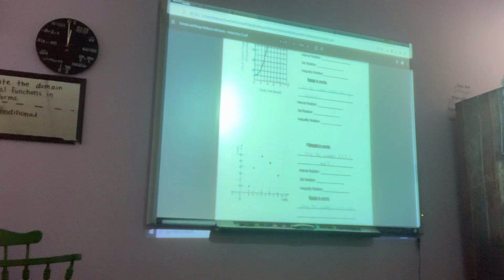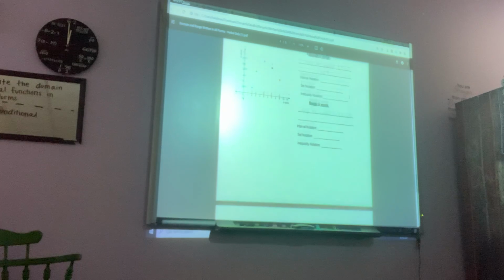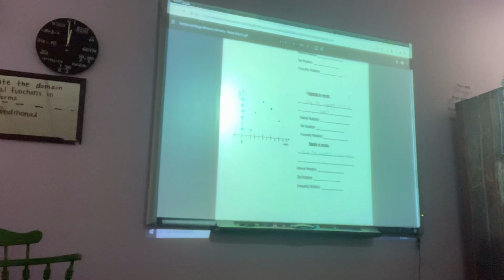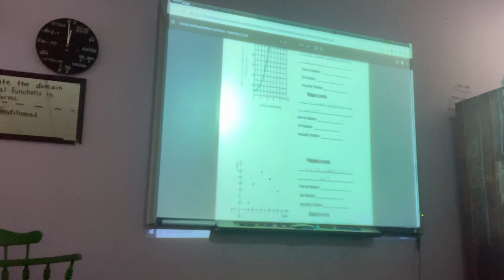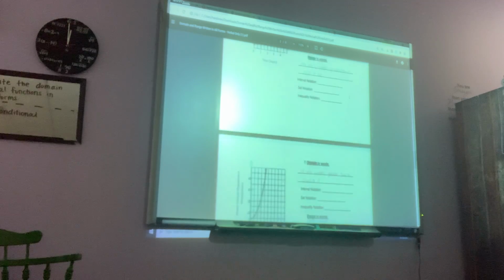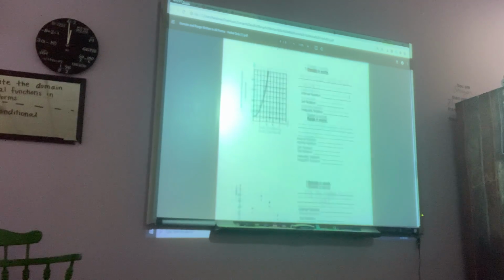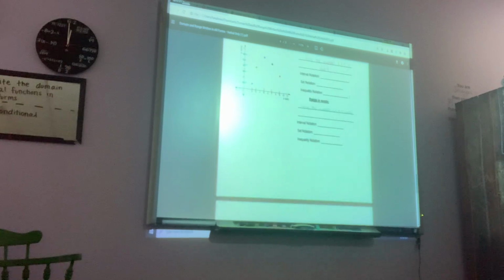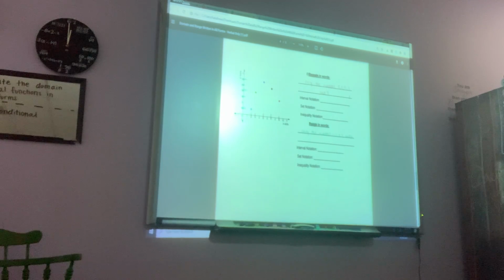Okay, here's the next thing I need to tell you. Graphs 8 and 9 are what we call discrete graphs. The rest of them are continuous. 8 and 9 are discrete. The rest are continuous. So think about that. What makes something discrete and what makes it continuous? Talk to your table and come up with an answer.